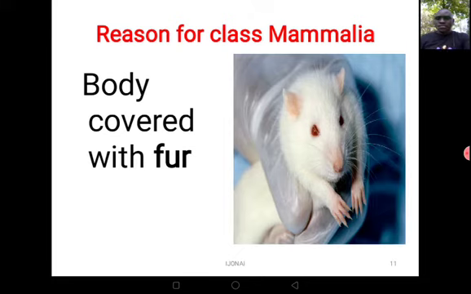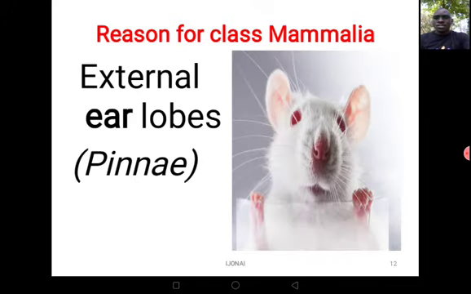We said the body is covered with fur. You can see the hair there. That member there belongs to the species Rattus norvegicus, the white rat. The black rat would have black hair there. Then we have external earlobes, as you can see there, well adapted to collect sound waves. They are like funnels for collecting sound waves. Yes, those external earlobes are called the pinnae. The plural is pinnae, singular pinna.